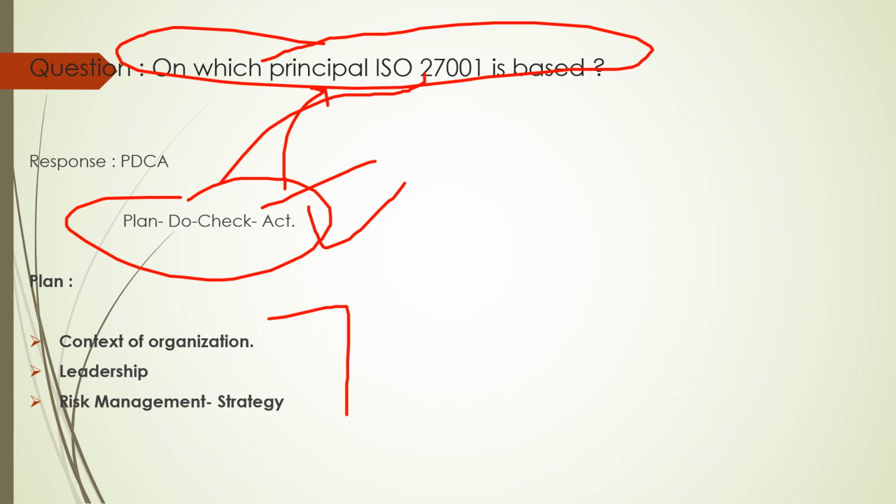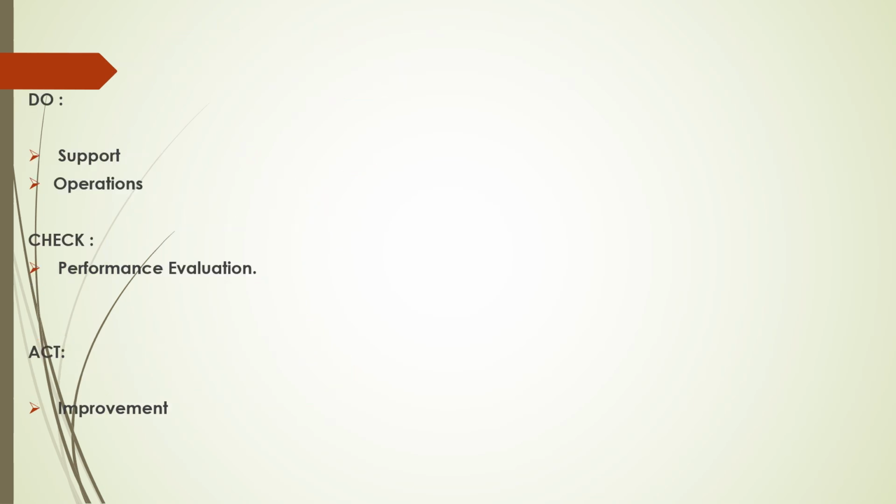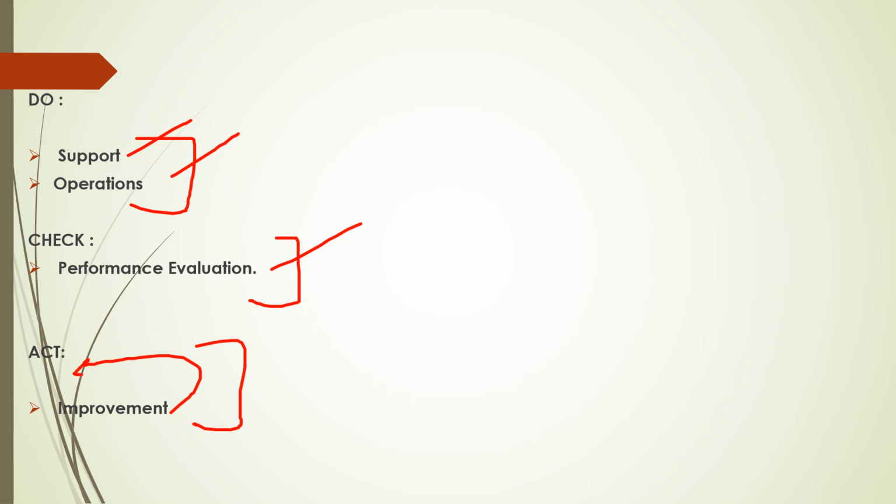If we go deeper, P relates to plan. So context of the organization, right? Second is leadership. Third is risk management, which is the strategy part. Next is do. Do means you can take actions which support operations. Third, from the check domain, the performance evaluation should be checked. And last is the improvement part, which relates to the act part.